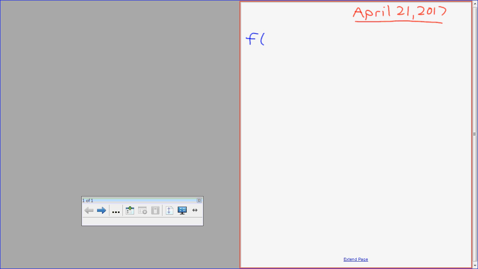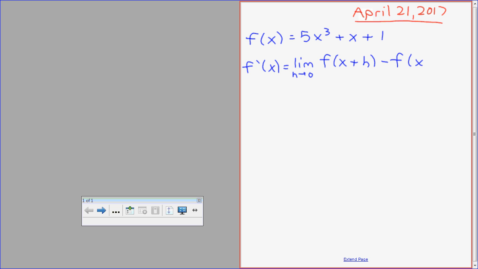So we have f of x is equal to 5x cubed plus x plus 1. Now, you will be asked to do this on the final exam. Okay, one like this. I'll say use first principles. First principles is the limit definition for that.